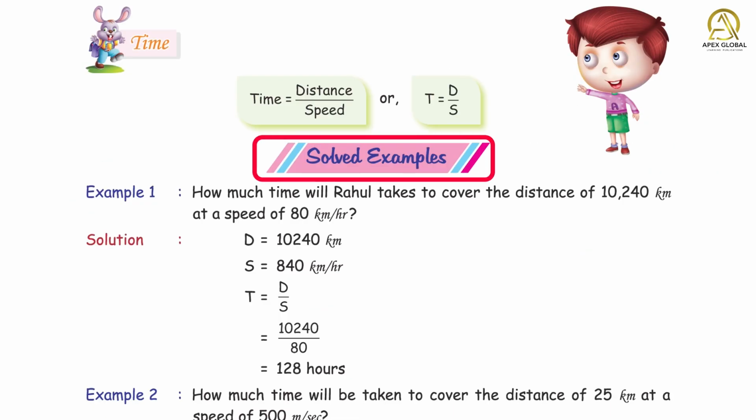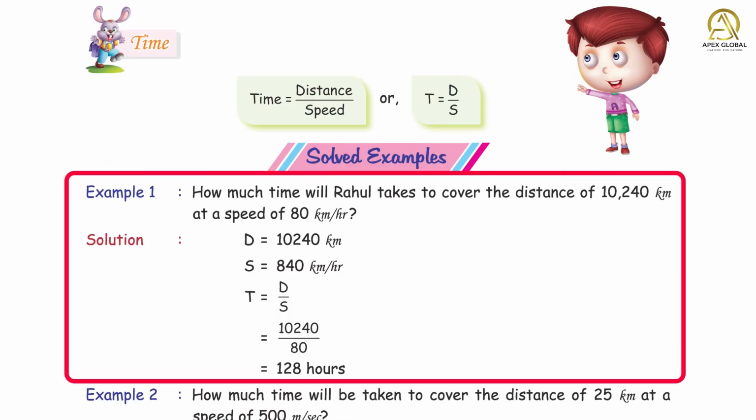Solved example. Example 1. How much time will Rahul take to cover the distance of 10,240 km at a speed of 80 km per hour? Solution. D equals 10,240 km, S equals 80 km per hour, T equals D upon S. 10,240 upon 80 equals 128 hours.